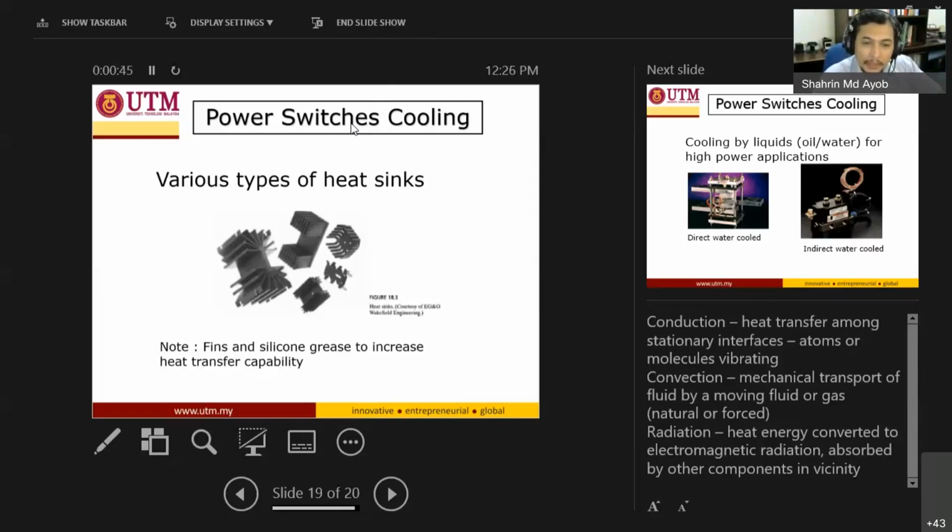The heat generated from the transistors needs to be dissipated to the environment. So the cheapest technique is by using a heatsink. As you can see, this is the MOSFET here, attached or glued to the heatsink. All the heat will be transferred to the heatsink, and this heatsink will dissipate all the heat to the surroundings.